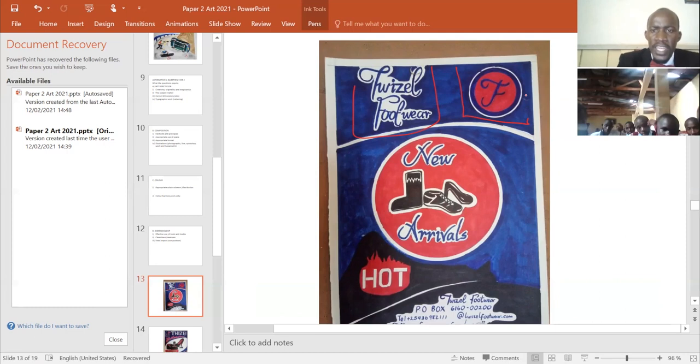Then we have the illustration. If you look at the image at the center, new arrivals, then there's an appropriate illustration to accompany the type of products being sold. Then there are the details of the shop or the company. We have Twizzle Footwear, the box office, the telephone, and any other relevant information required for that particular work.